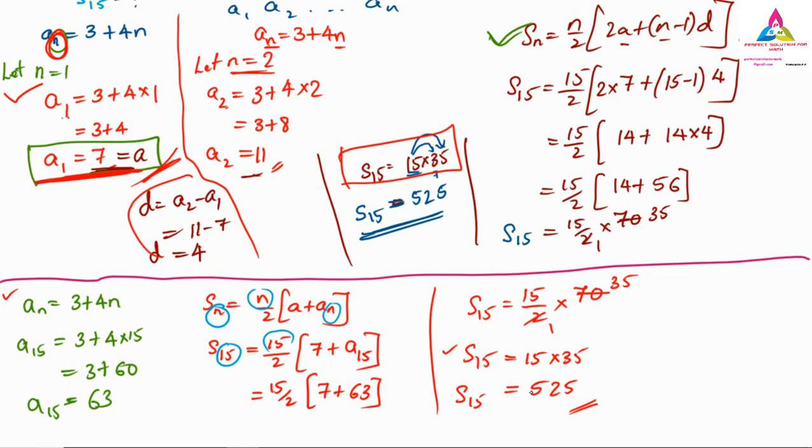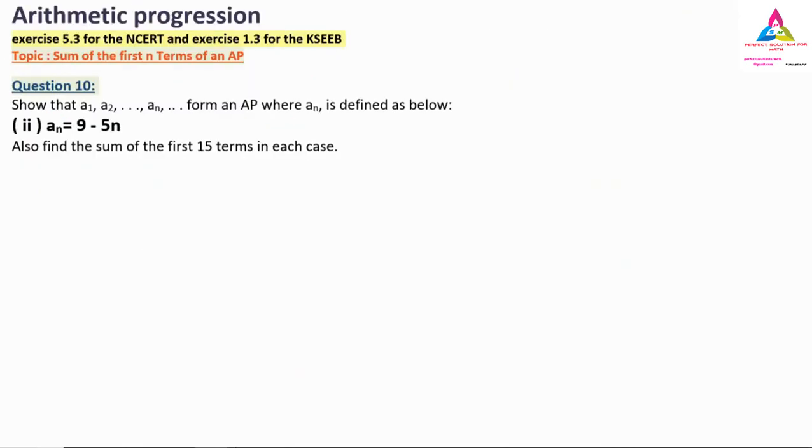A similar type of problem we have for the second question now, that we will solve now. Coming to question number 10, the second one, that is an is equal to 9 minus 5n. The same question it is, but here the equation is different. They had given 3 plus 4n, but in this case they have given 9 minus 5n. That's all. This is the difference.